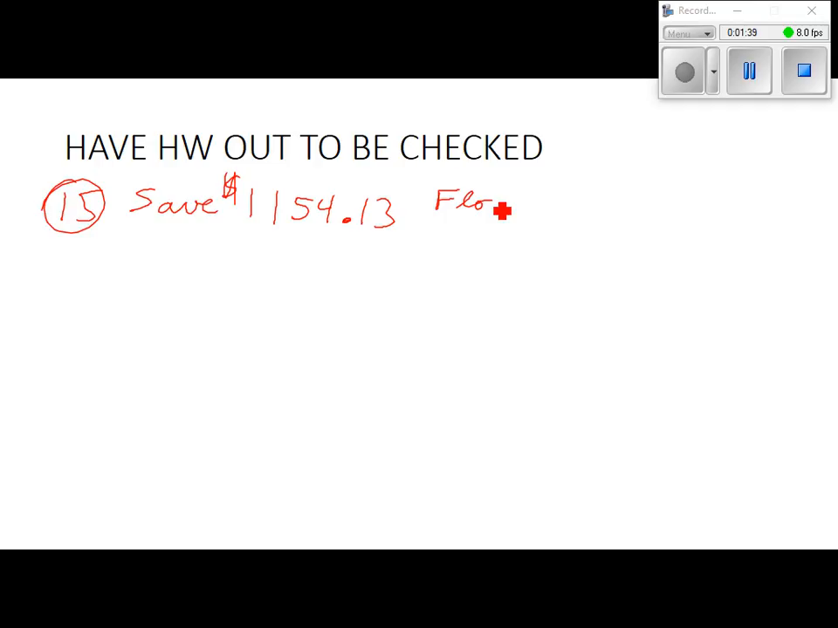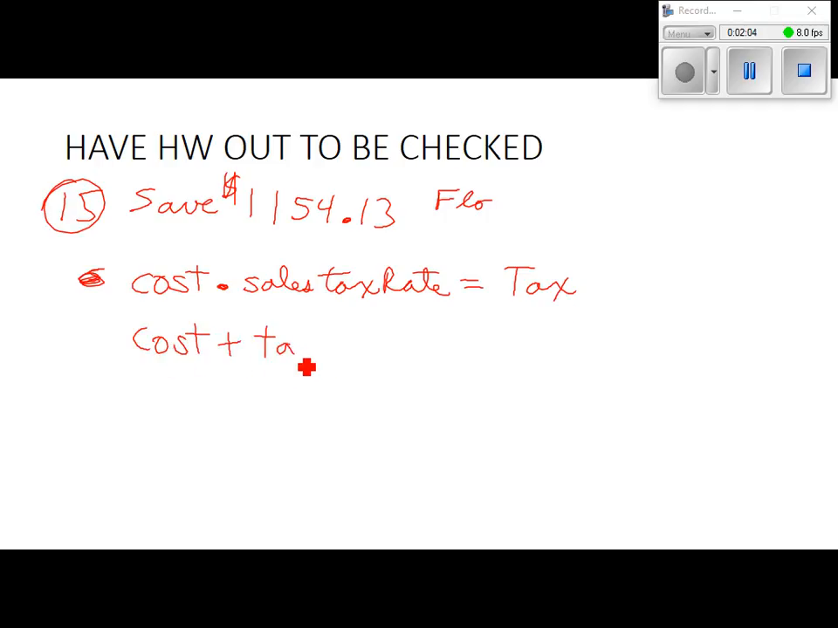Normally, we would take the sale price, or the cost, let's just write cost because it's easier. Cost times the sales tax rate, and that's going to give us how much tax they're going to pay. Then we would take that cost and add the tax, and that would give us the total cost. So those are the two formulas that we need to use. This time, though, they don't tell us the cost. So we're working backwards, in reverse of what we have here.